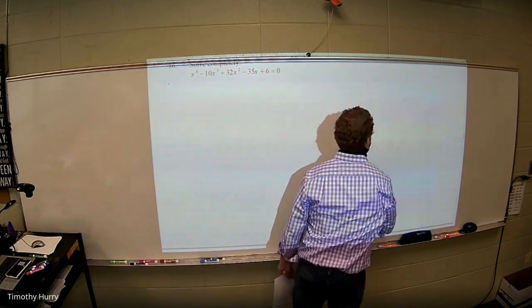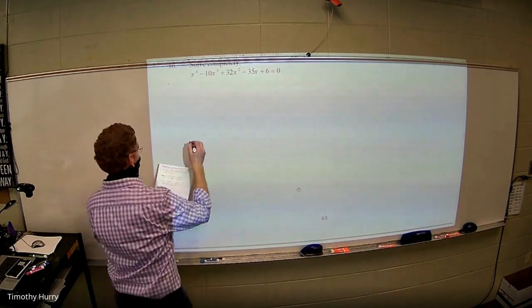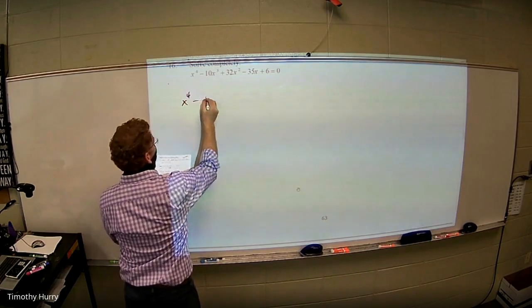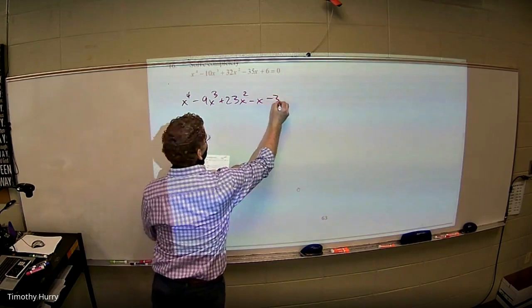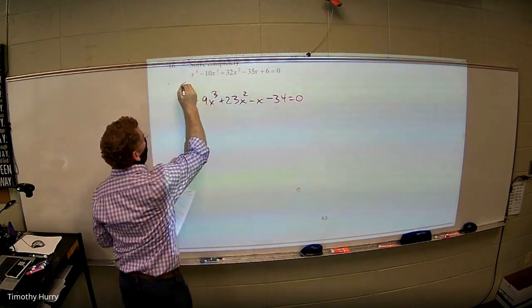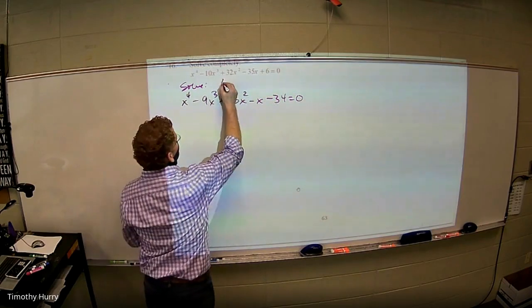Okay, here we go. x to the fourth minus 9x cubed plus 23x squared minus x minus 34 equals 0. Solve. Hint: 4 minus i is a root.